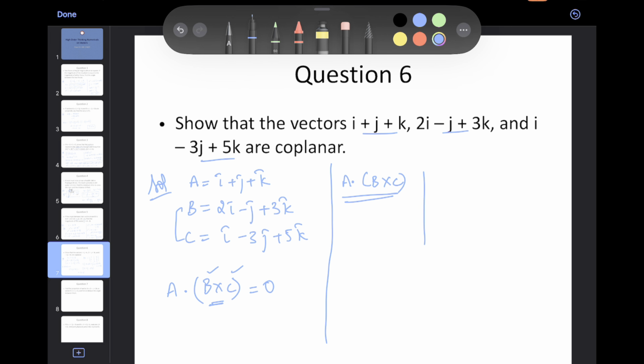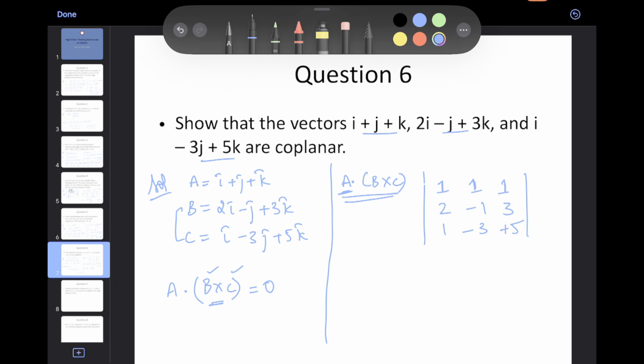First, for B cross C, what do we write? i, j, k. Then write the value of B, which is 2, minus 1, 3, and then C, 1, minus 3, plus 5. So instead of i, j, k cap, what you can do? You can write 1, 1, and 1. That means the coefficients of this A vector, and you can check the determinant. And it is the same.